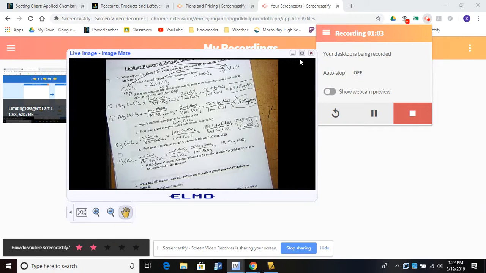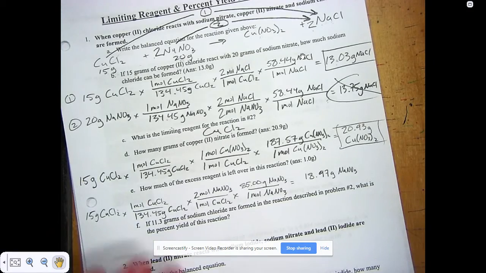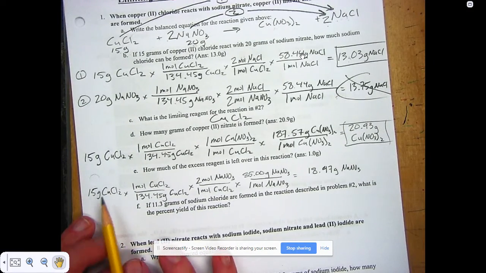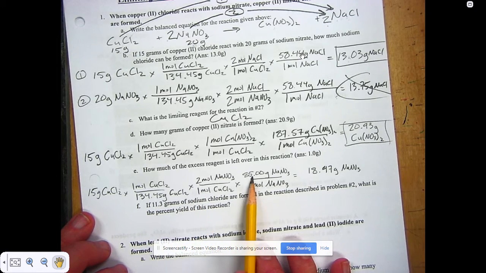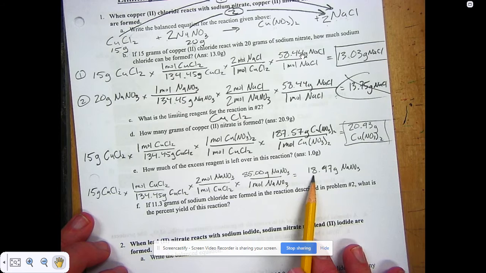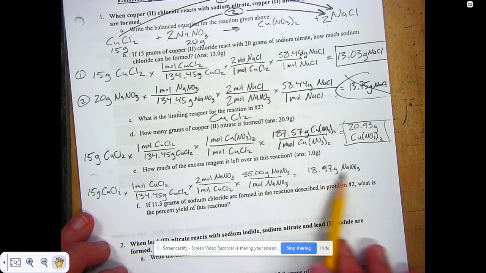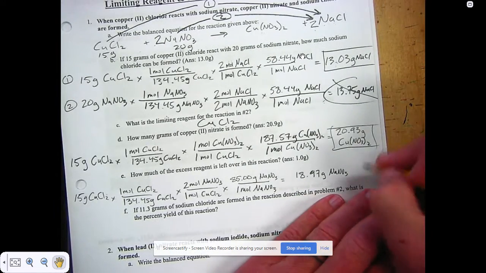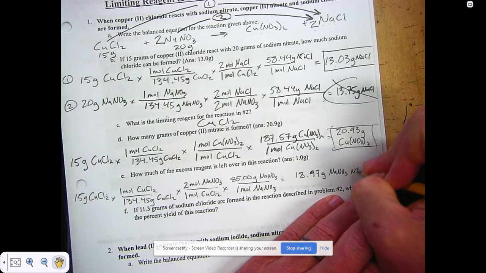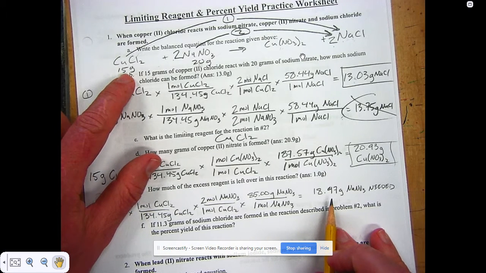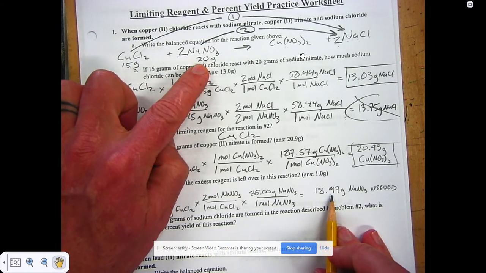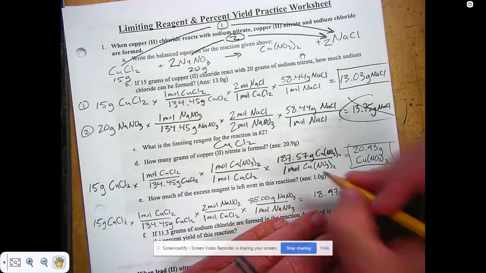Okay, so we do 15 divided by 134.45 times 2 times 85 equals 18.97 grams of sodium nitrate. That's how much sodium nitrate is needed to react with 15 grams of copper(II) chloride. We need 18.97 grams. We have 20 grams available.